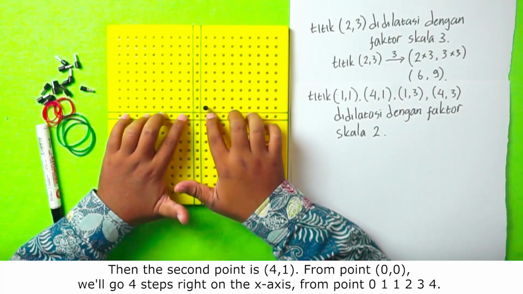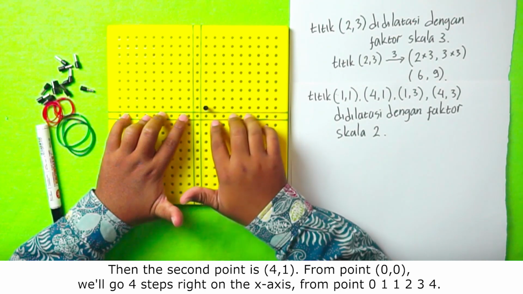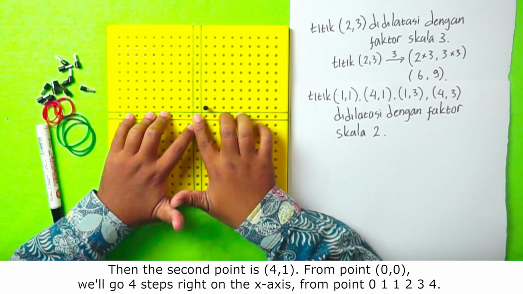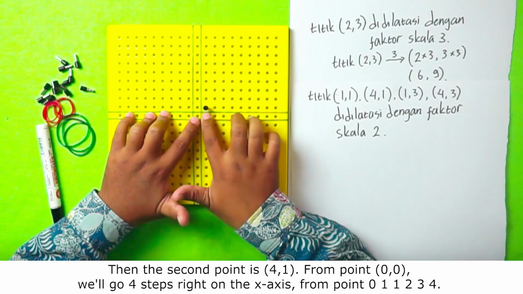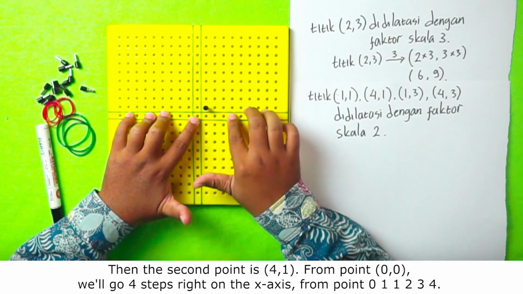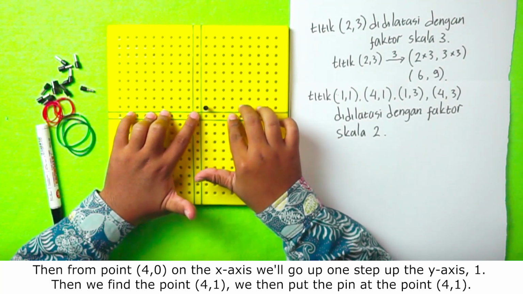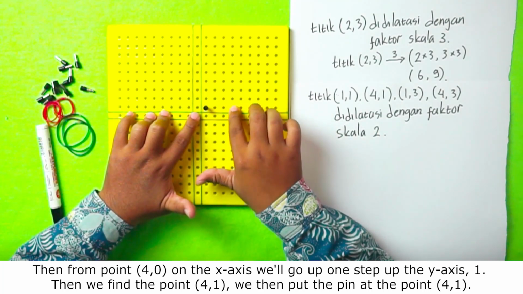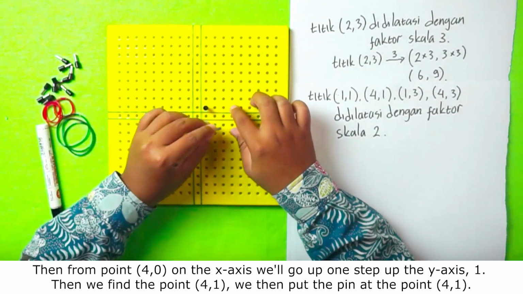Then the second point is 4, 1. From point 0, 0, we will go 4 steps right on the x-axis: 1, 2, 3, 4. Then from point 4, 0 on the x-axis, we'll go up one step on the y-axis. Then we find the point 4, 1. We put the pin at the point 4, 1.